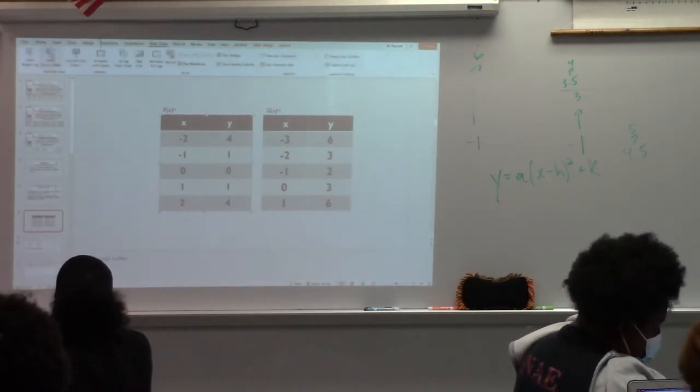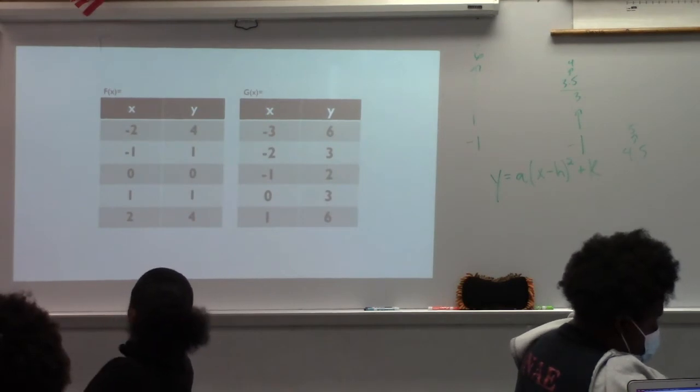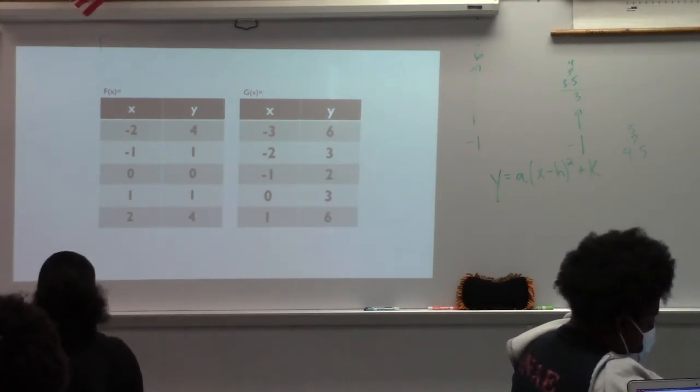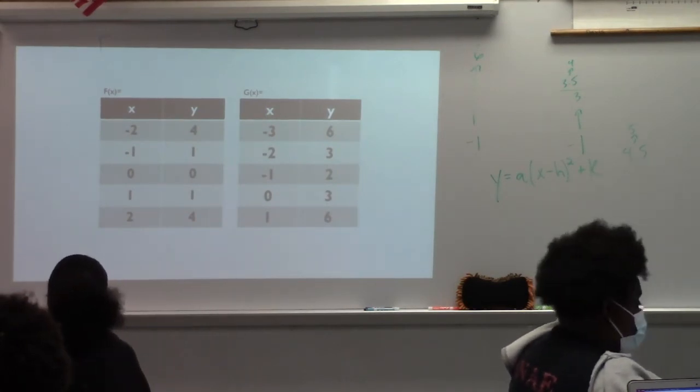Think about the different parent functions we have: x squared, x cubed, the square root of x, absolute value of x.